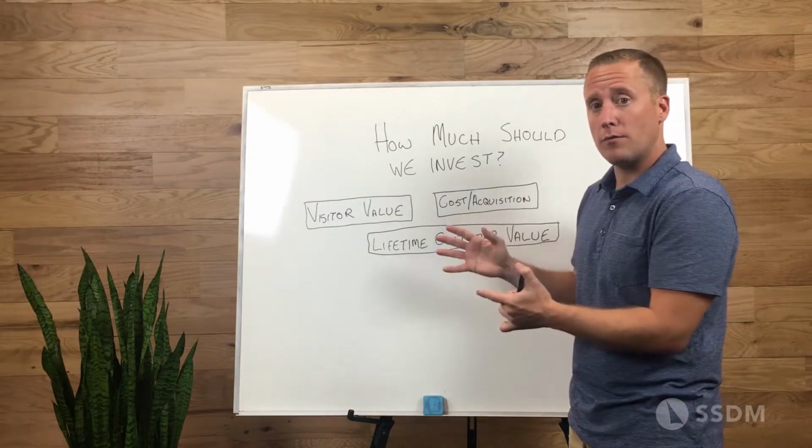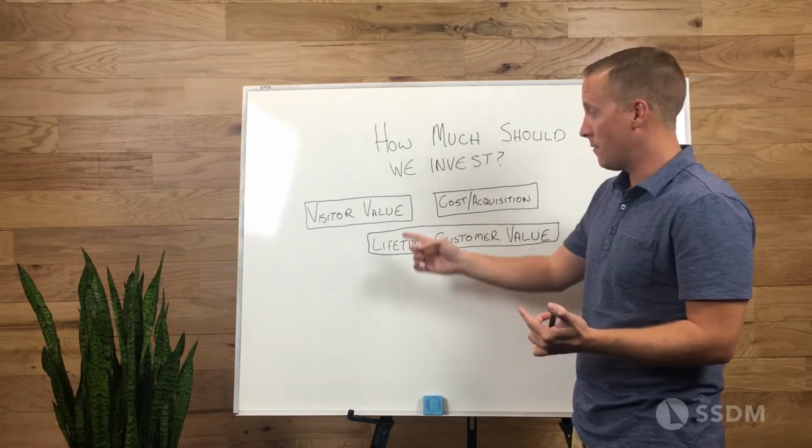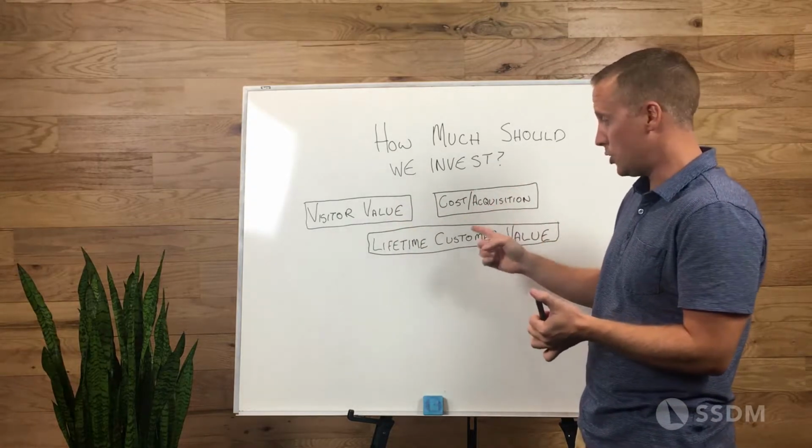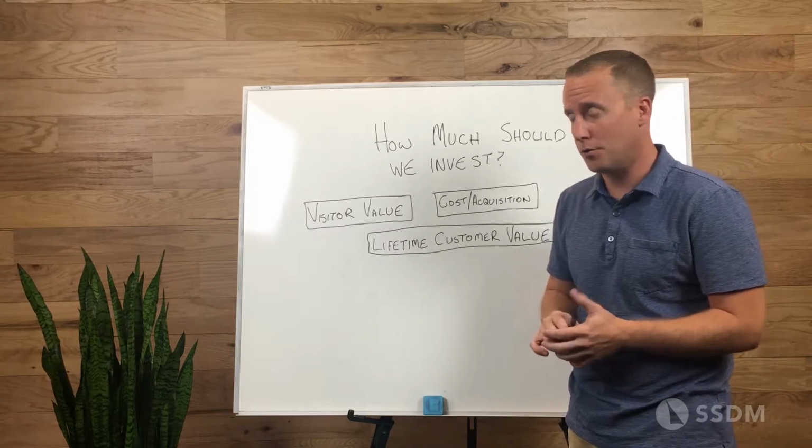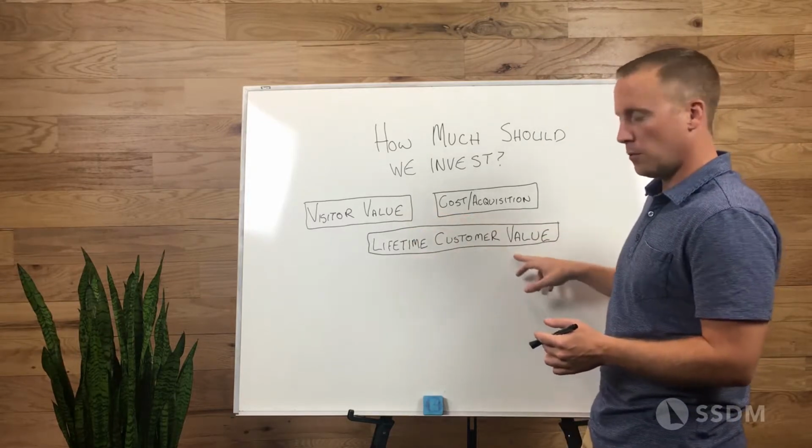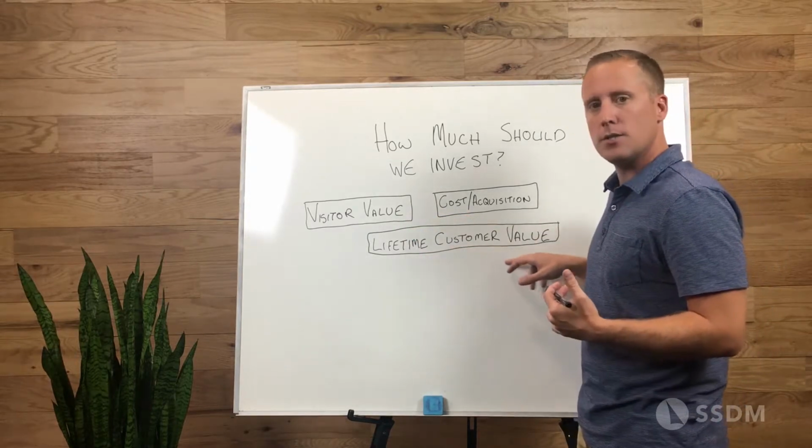It basically revolves around 3 topics: visitor value, cost per acquisition, and your lifetime customer value. So this, for most of us, is pretty easy to figure out.